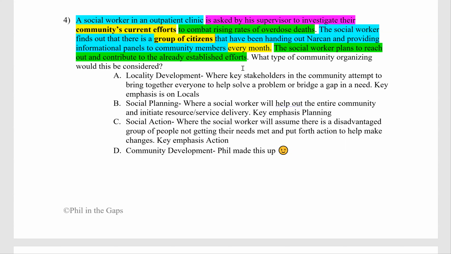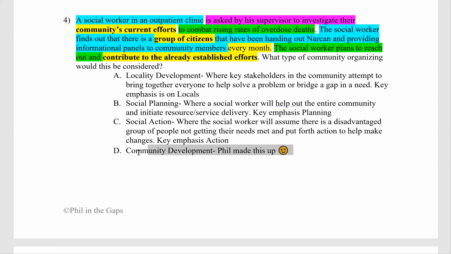So this is a monthly occurrence. And then the social worker plans out to reach out and contribute to the already established efforts. So something is already going in the situation, and we're hoping to join them. We're not starting anything. We're not planning anything. We're simply joining something that has already been done. So keep that in mind as we go through each answer choice.